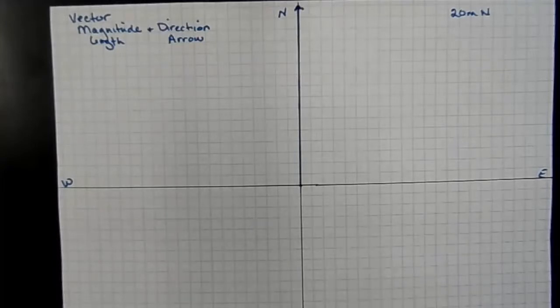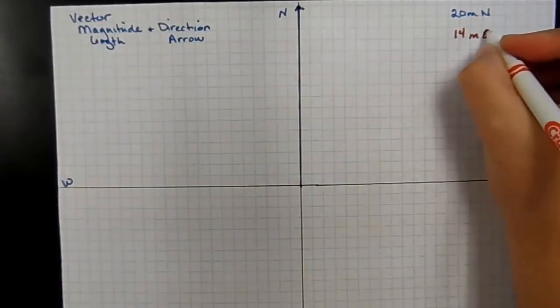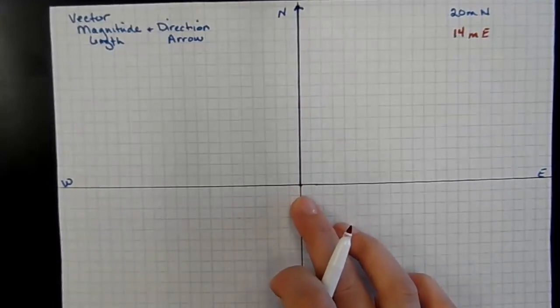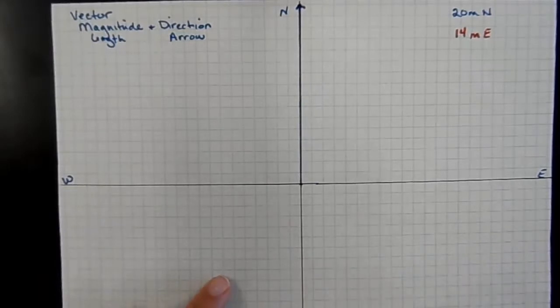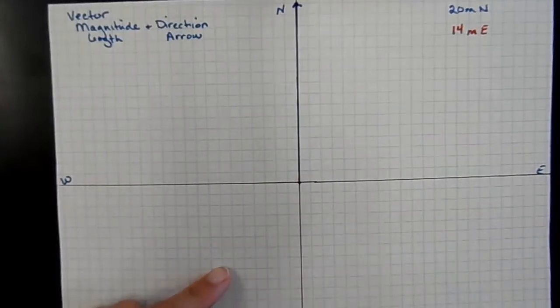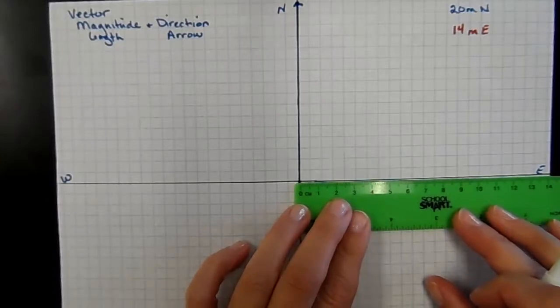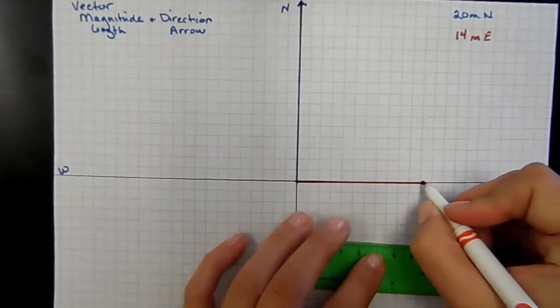So what if somebody wants to move 14 meters to the east? Let's just say that's our second vector. So we're going to start here again. East is this direction. Our scale is still 2 meters is equal to 1 centimeter. So if we have 14 meters, we need 7 centimeters. So we're going to take our ruler. We're going to draw a 7 centimeter vector.